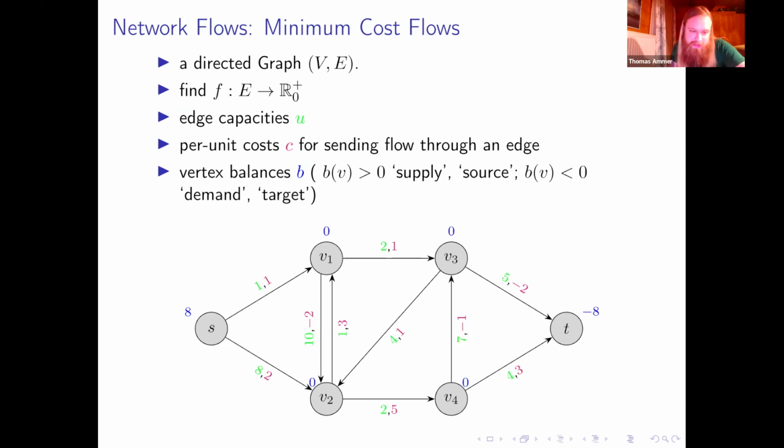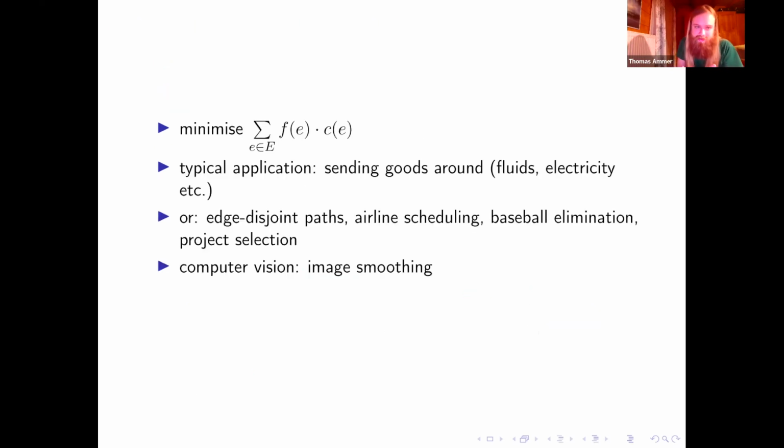Okay, in this little flow network, we want to send 8 units of flow from S to T. And for example, this edge pointing from S to V2, it has a capacity of 8. So the flow along that edge should not exceed 8. And the costs are 2. So each unit of flow that is sent through that edge will lead to additional costs of 2. Okay, so now we want to find a flow that satisfies all balance constraints and all capacity constraints. And at the same time, the accumulated costs should be minimized.